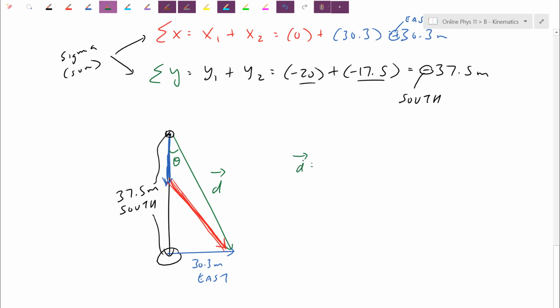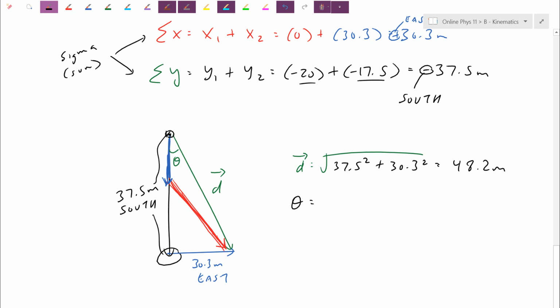The displacement from Pythagoras is the root of the two sides squared. So 37.5 squared plus 30.3 squared, that is Pythagoras. So the root of 37.5 squared added to 30.3 squared. This one here gives me 48.2 meters. 2 or 3 sig figs is fine. That's the size, that's the magnitude.